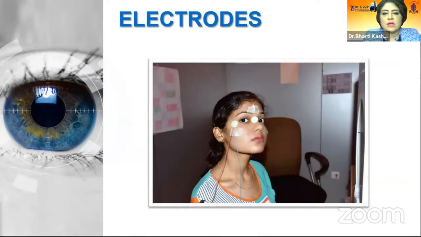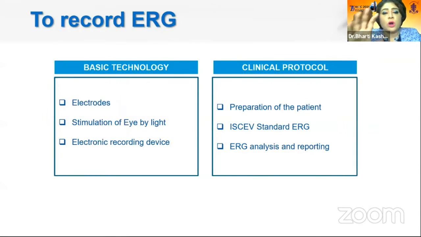So this is the electrodes placing on the skin to record ERG. What we need: electrodes, stimulation of the eye by light, and an electronic recording device. The clinical protocol is preparation of the patient by following ISCEV standard, and then we analyze the ERG and report.